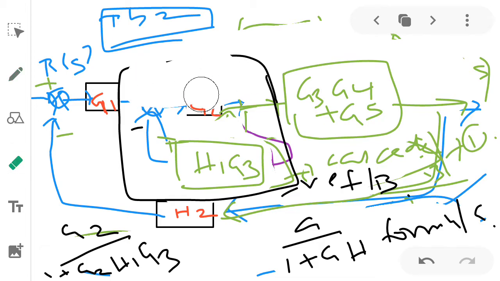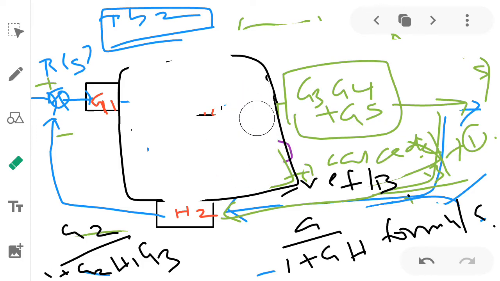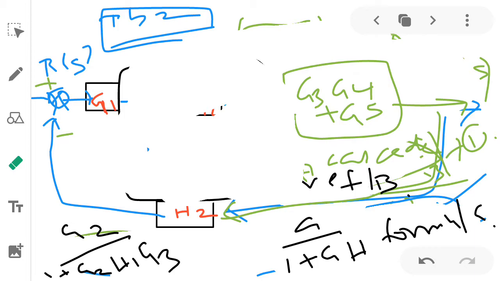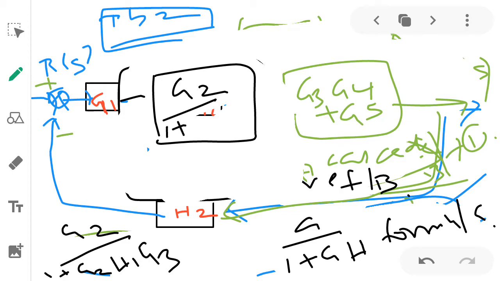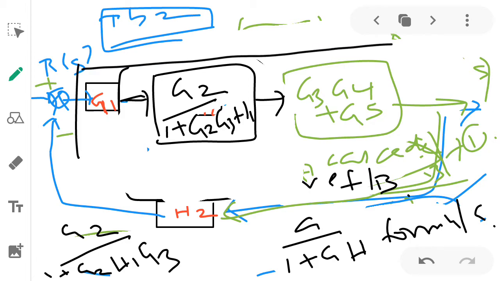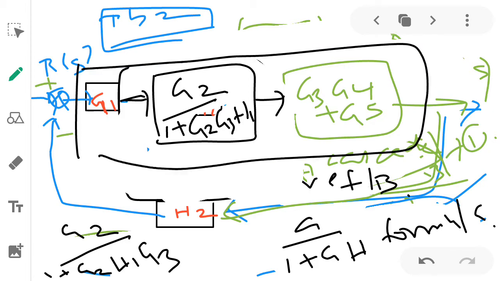Replace this whole block by this one: G2 divided by 1 plus G2 G3 H1. Now we have 3 blocks in cascade. Now we can multiply all of these things. So let's do that.